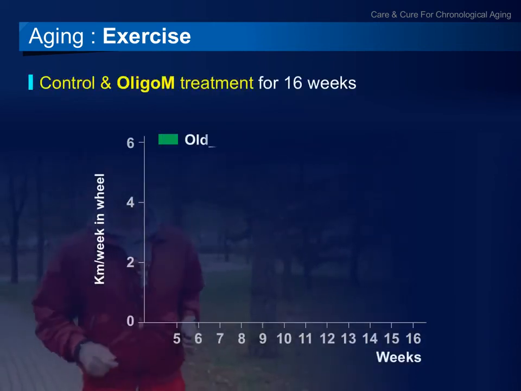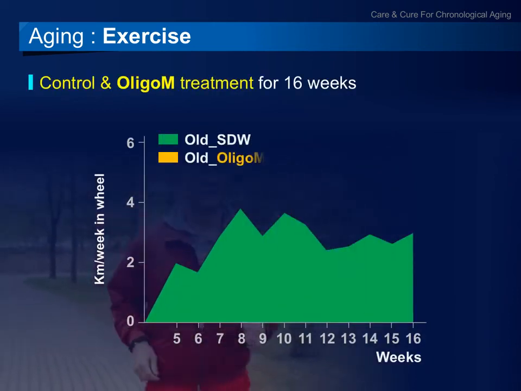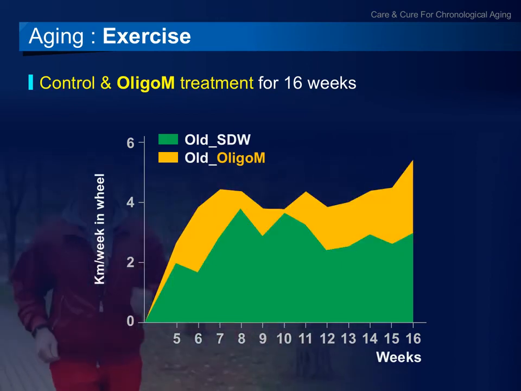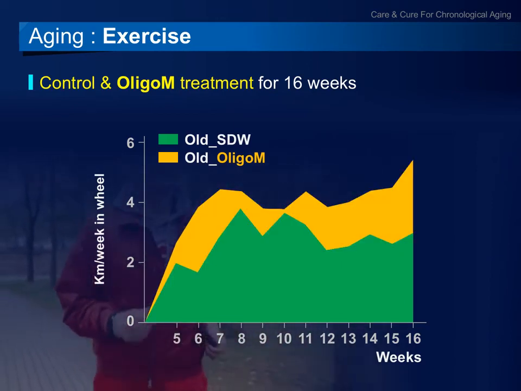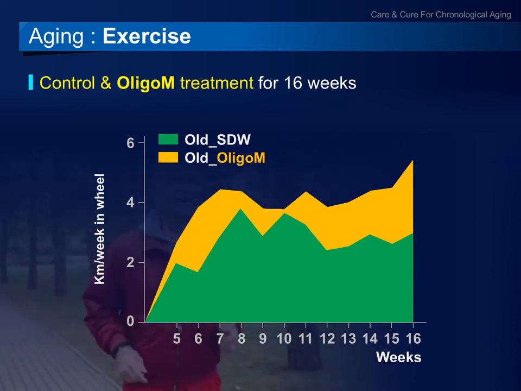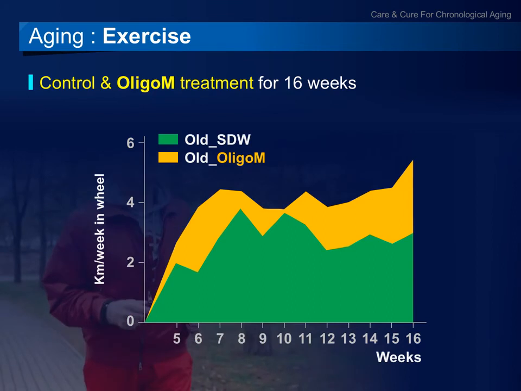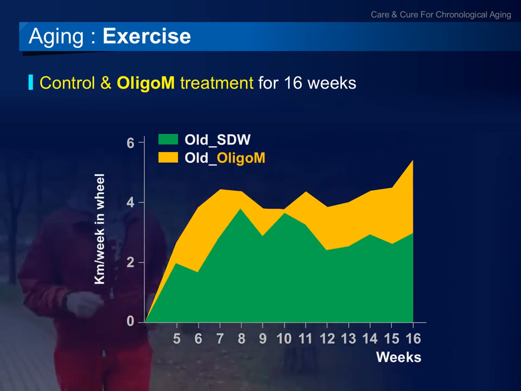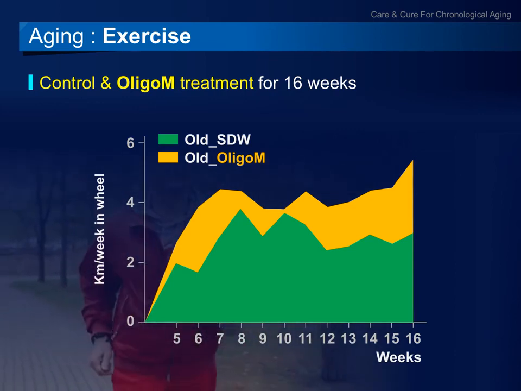We also compared how far the chronologically aging mice could run before getting exhausted. After 16 weeks, there was a 2-kilometer difference between the two groups. The OligoM group could run 2 kilometers more per week than the plain water group. Thus, OligoM shows to have a high impact on the exercise ability of chronological aging mice.